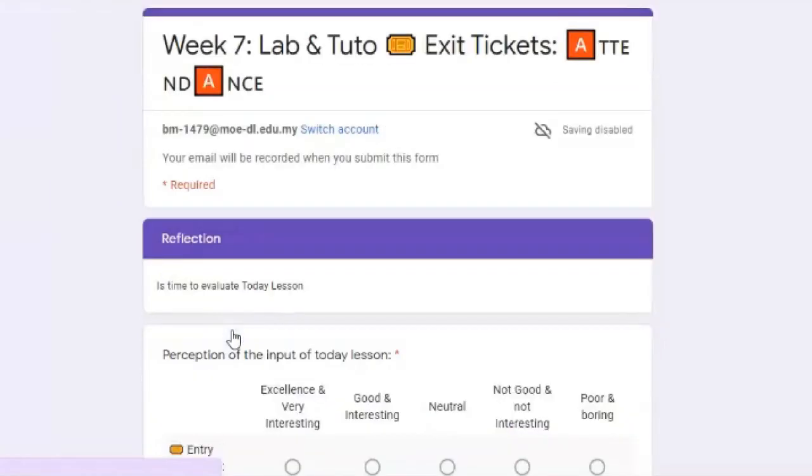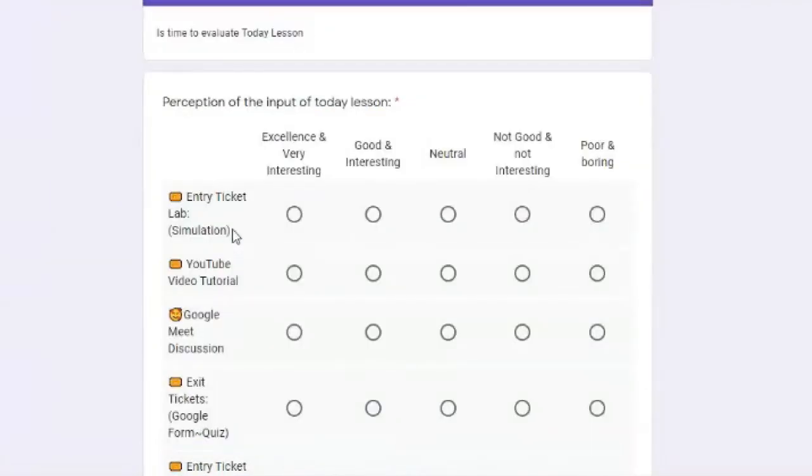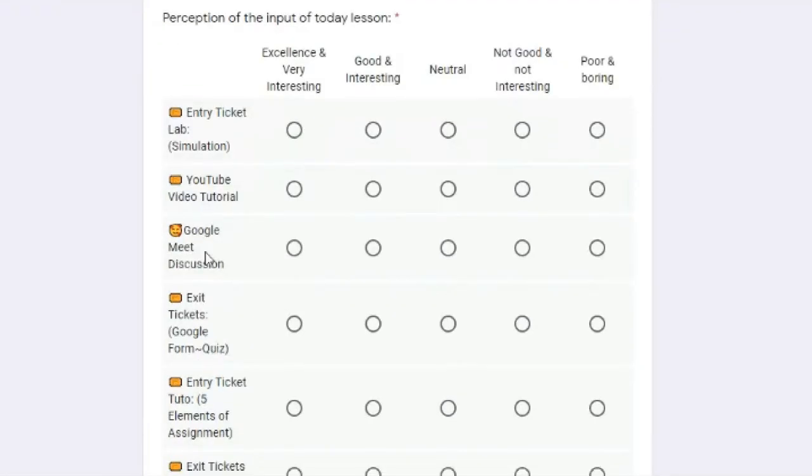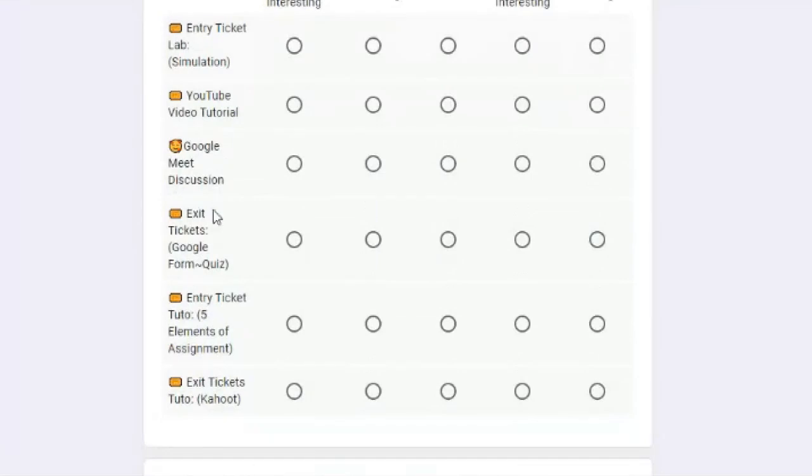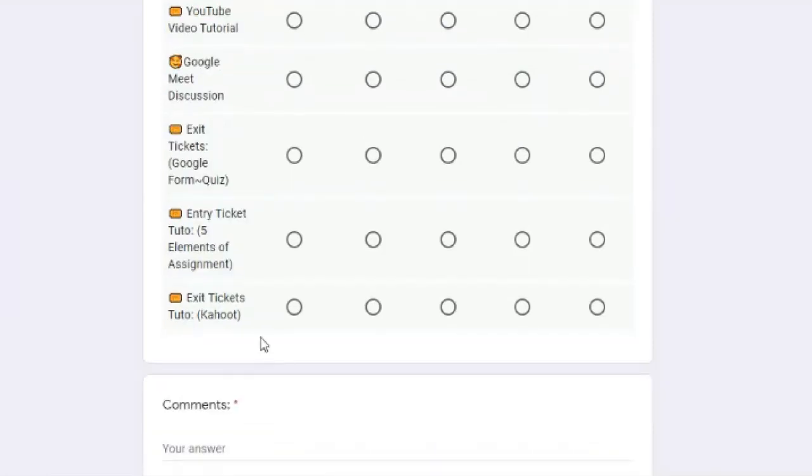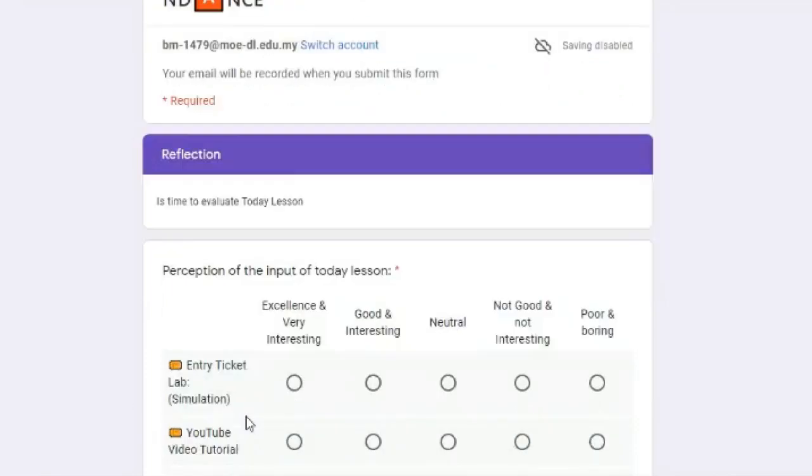Okay, next. So the entry ticket, the simulation, the YouTube video I shared before, the teacher Wong one. And then Google Meet discussion. There are 2 Google Meet discussions for today. And then this is the quiz. And then the entry ticket for the tutorial, the 5 elements. And the exit ticket for the tutorial is a Kahoot exercise. You just give some review and then submit. Okay, that's all for today.